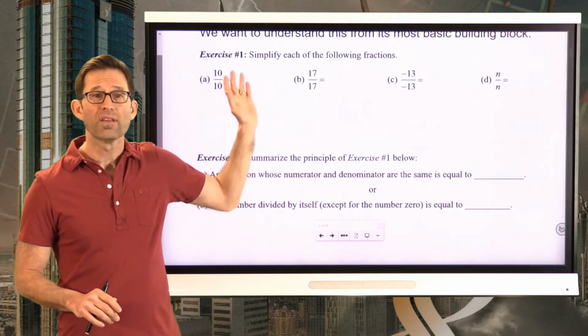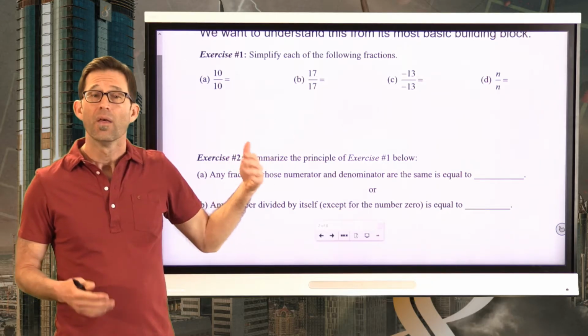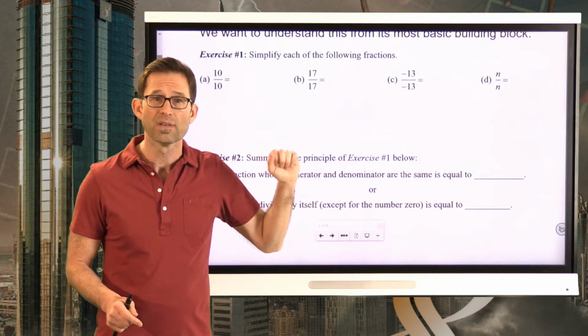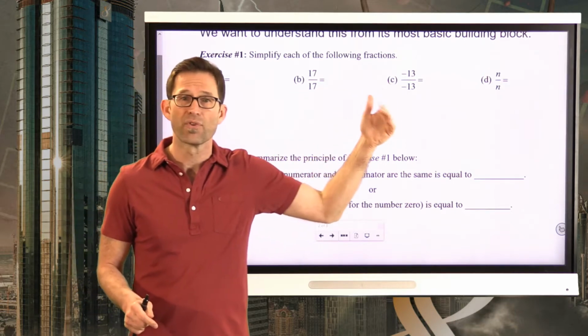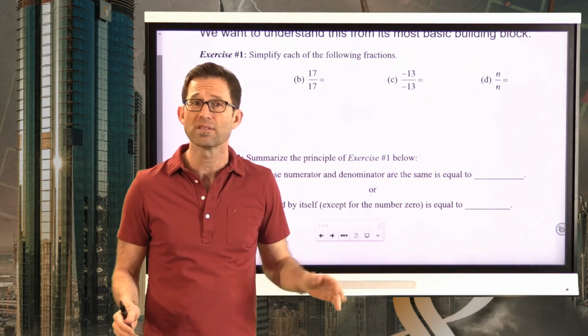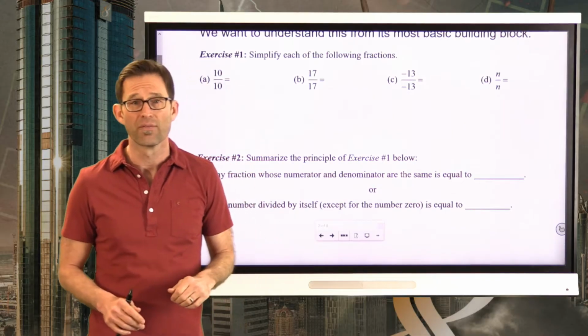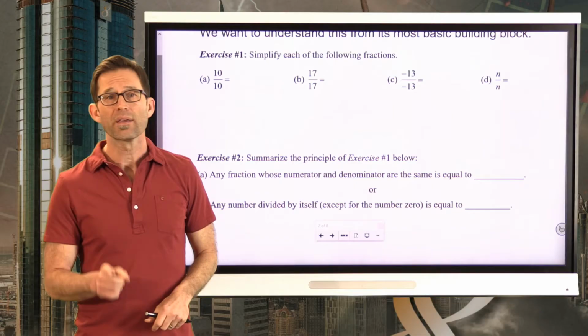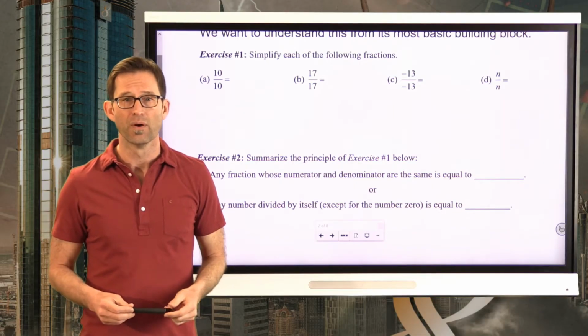So really, when I look at 10/10ths, right, that is the same as 10 divided by 10. And 17/17ths is 17 divided by 17. And -13/-13ths, whatever that means, is -13 divided by -13, and likewise for n over n. All right, so what I'd like you to do is simplify each one of those.